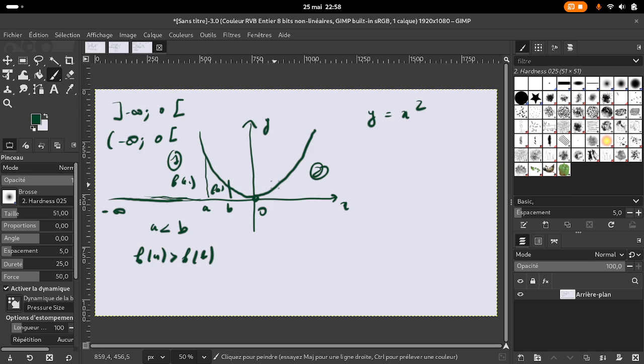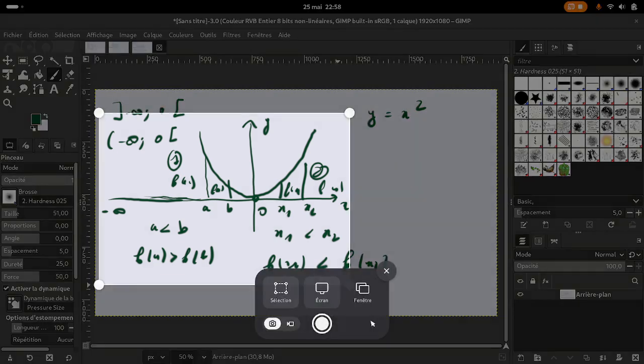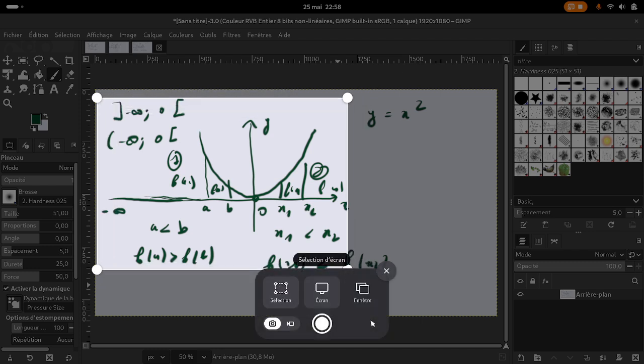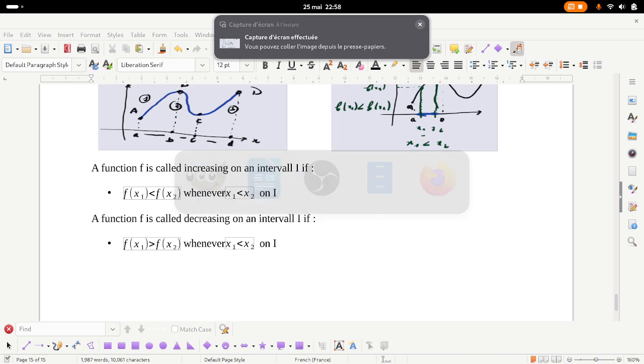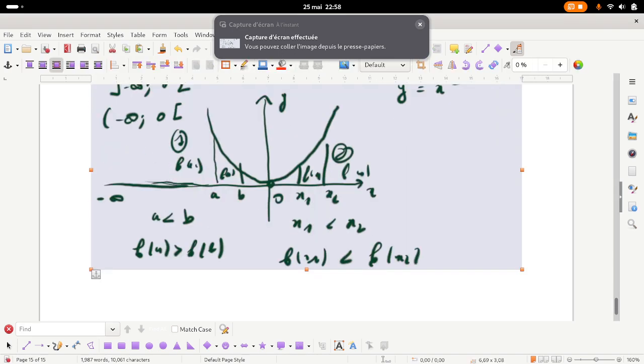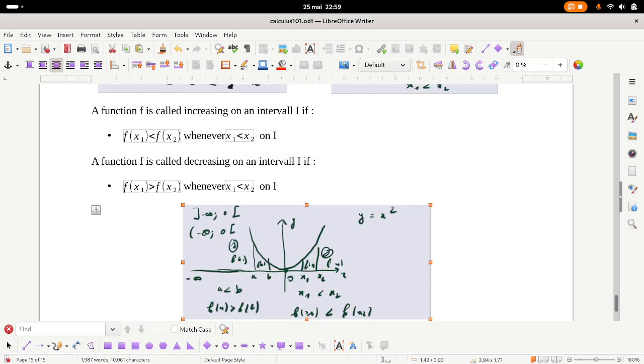And on this part it is increasing, because if I take x1, x2, I have x1 is lesser than x2, but I see that the length of f(x1) is lesser than the length of f(x2). Et voilà, for this example, and we have finished the first part.